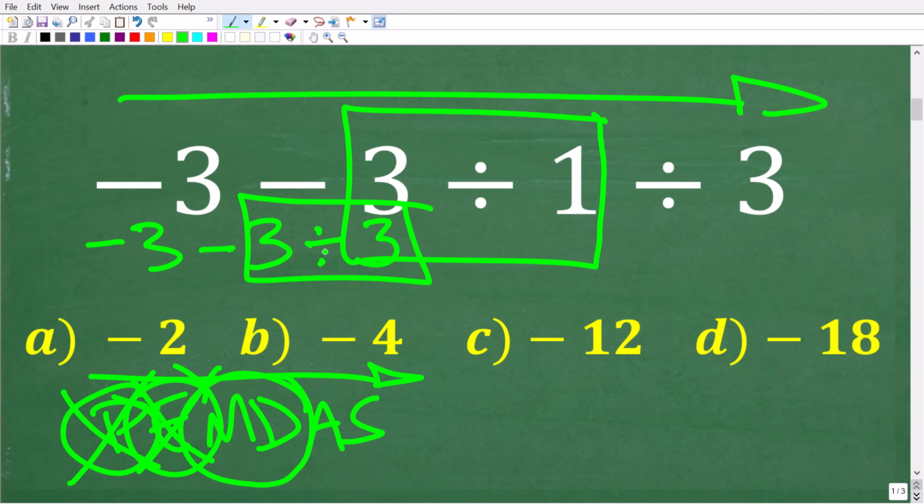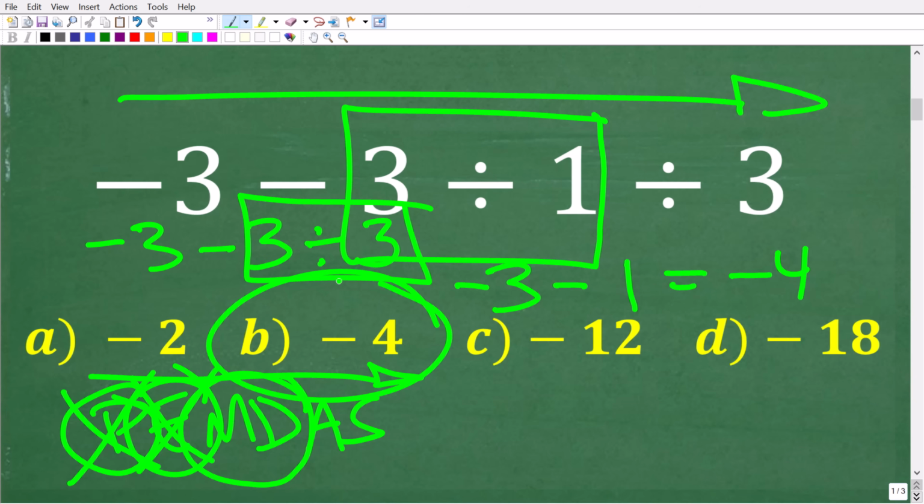All right, so 3 divided by 3 is what? Well, that is 1. So now we have -3 minus 1. And -3 minus 1 is -4, which indeed is the correct answer. Okay, so if you got -4 as your right answer, but you didn't know exactly why, well, now you know why.